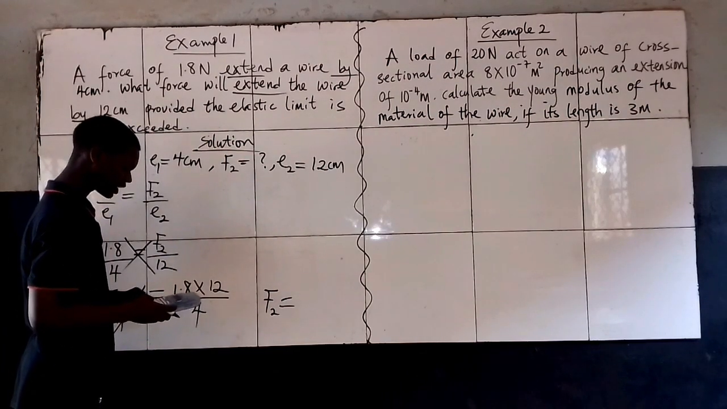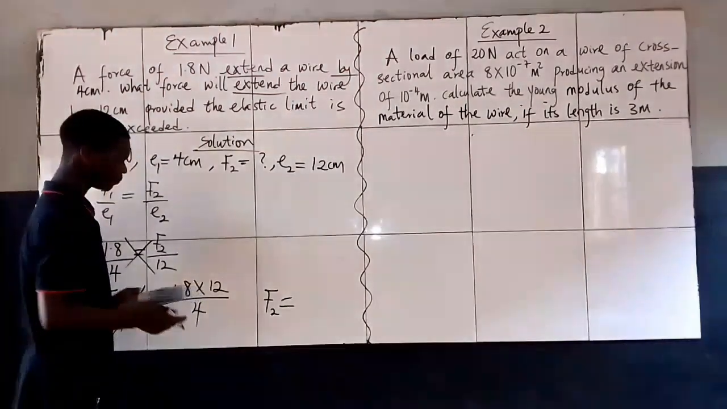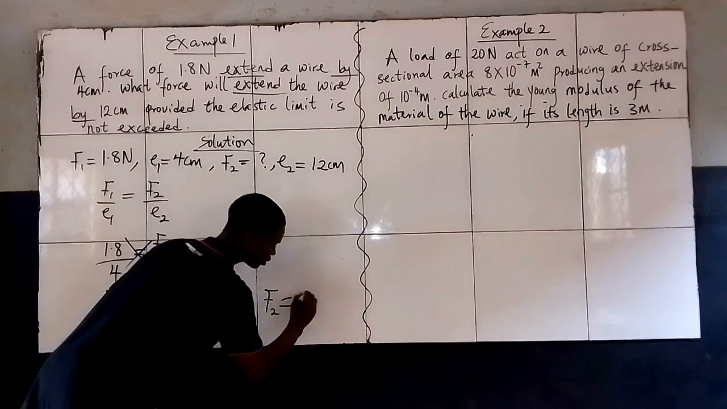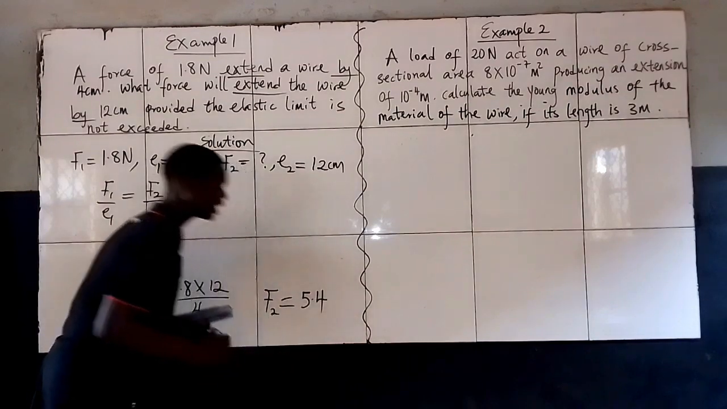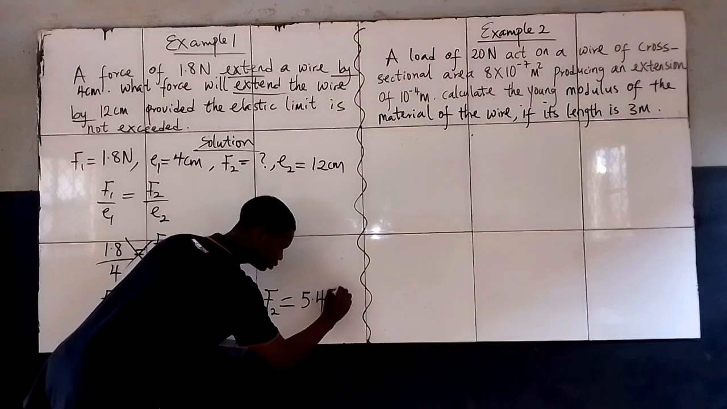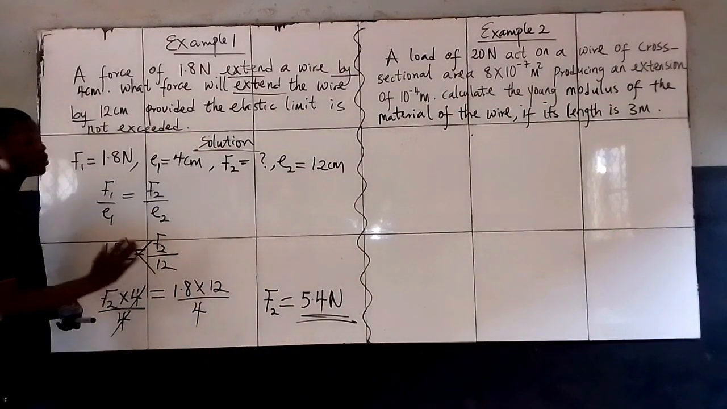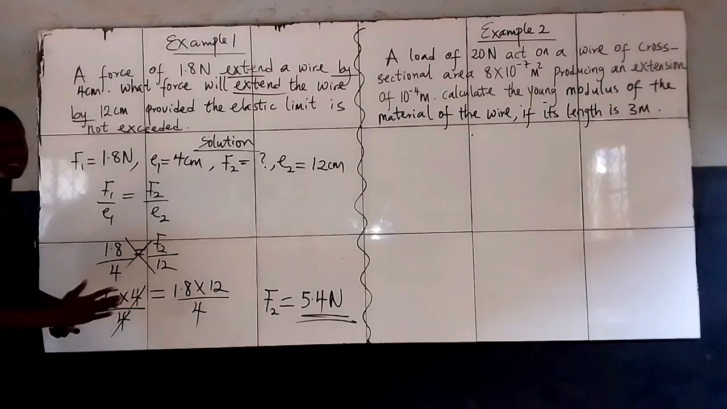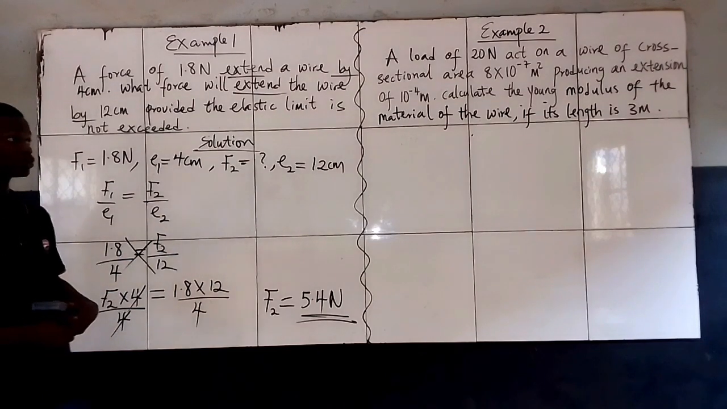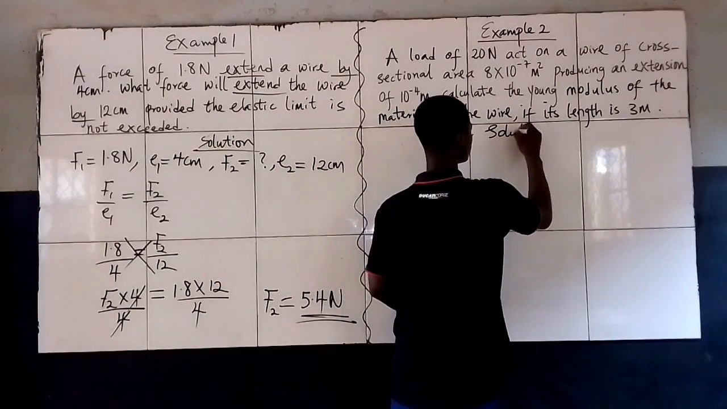So let's work this part of the question with our calculator. 1.8 times 12 will give you 21.6. Now divide it by 4 without wasting time. The answer is 5.4. Now because it's force we are asked to find, we add Newton. And this is the answer to the question. So I hope you clearly understood how I got the first answer to this first question. Without wasting much time, let's go straight to Question 2. So we say solution.